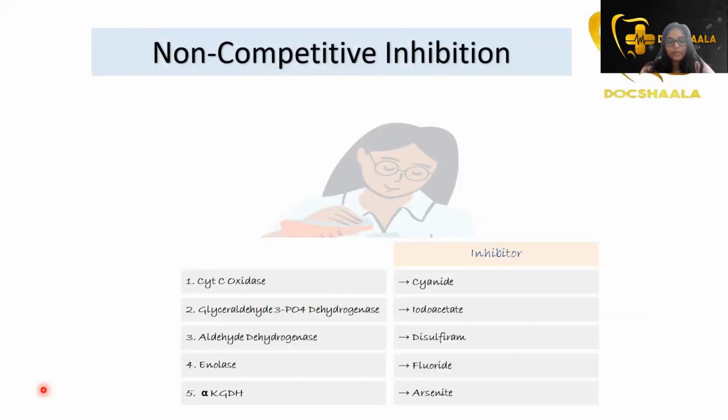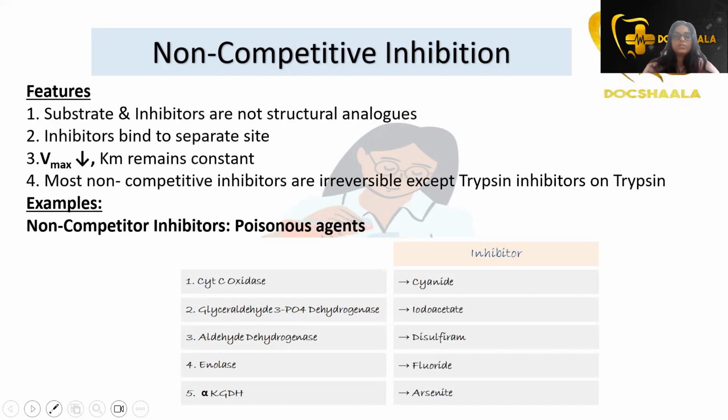Coming to non-competitive inhibition. Here the substrate and inhibitor are not structural analogs, whereas in competitive inhibition they are structural analogs. The inhibitors bind at a separate site, whereas in competitive inhibition the inhibitor and the substrate bind at the same site. Vmax decreases, Km remains constant. Most non-competitive inhibitors are irreversible; the exception is trypsin inhibitors on trypsin, which is reversible.